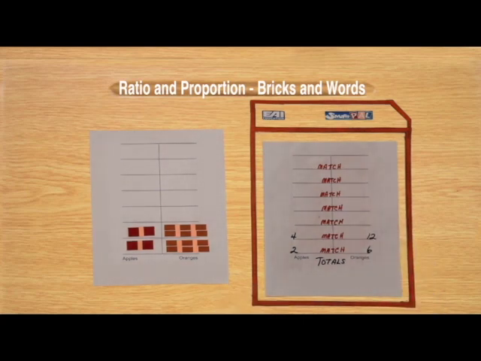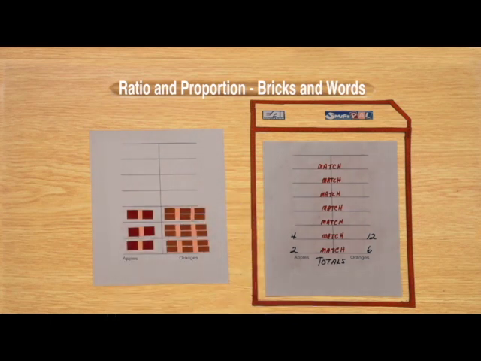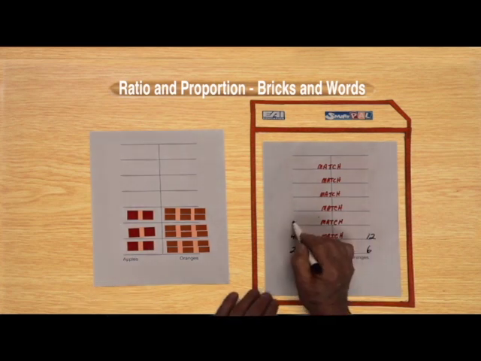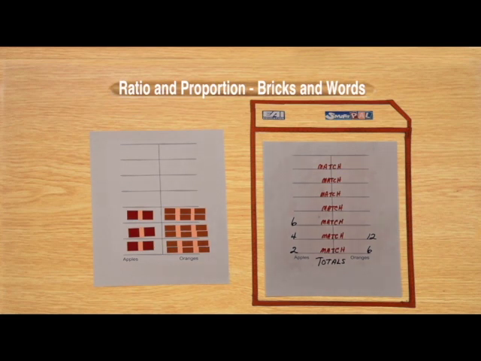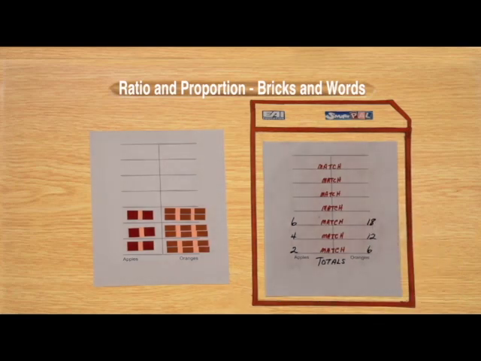Let's do it again. We put another set of 2 apples and we put another set of 6 oranges. So now we have 3 sets of 2 apples and 6 oranges. We have one set here, one set here, and one set here. But over on our recording, let's record the total number of apples and the total number of oranges that we have. With the apples, we now have 6 apples, and those 6 apples match 6, 12, 18 oranges. So 6 apples match 18 oranges.